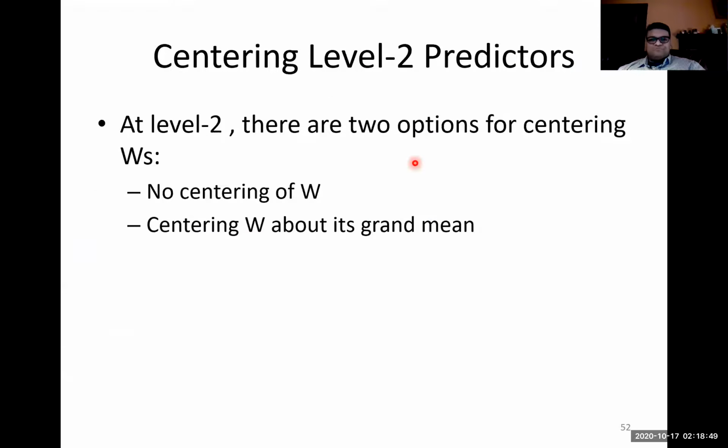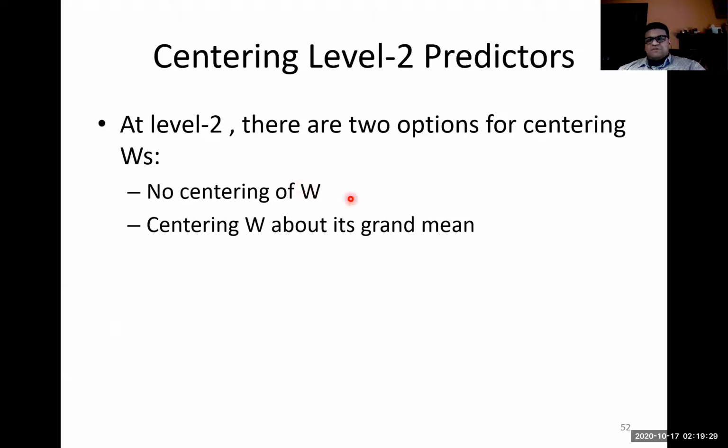Okay, so remember that W is our symbol for the time invariant predictors. And so for these predictors at the between person level, or at level 2, there are only two options for centering. One is that we don't center, we put it in raw. And in this case, that would be okay because we know what 0 means. 0 has a clear meaning. 0 are the women who are in low quality relationships with their intimate partners, right? And 1 are the women who are in high quality relationships.